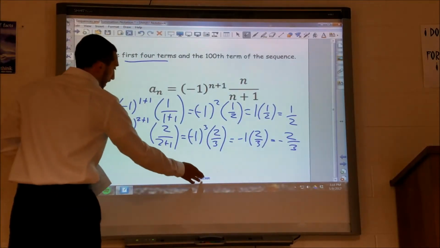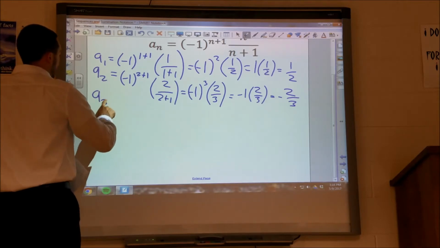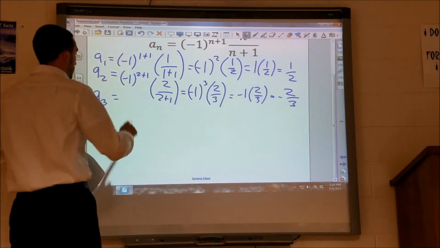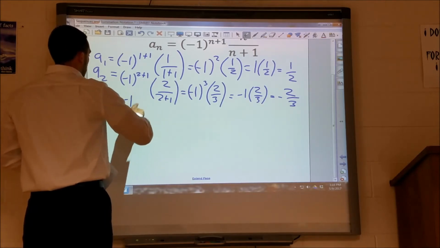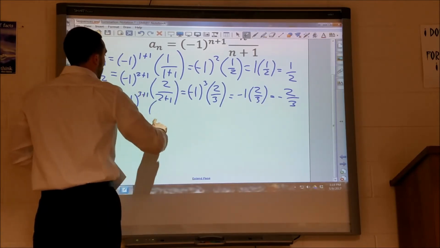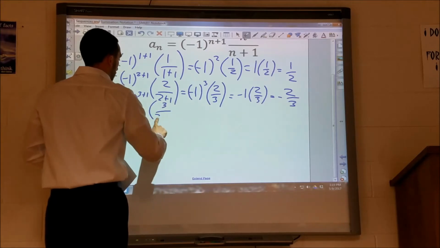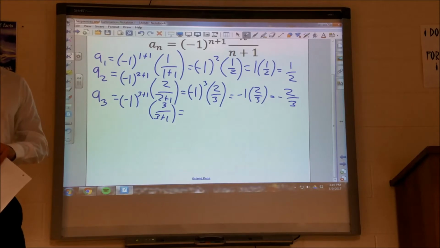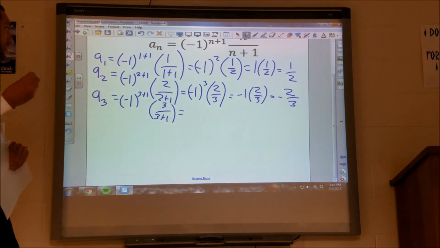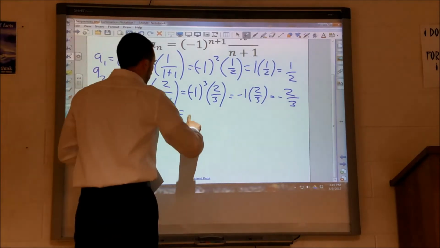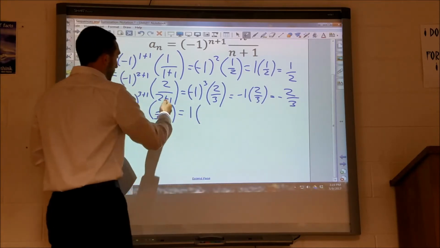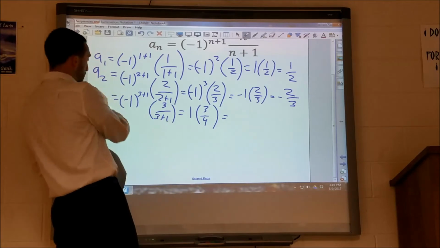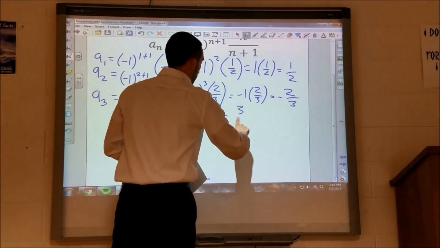So continuing on, I've got to find two more terms. So a sub 3. Now I go ahead and plug a 3 in wherever I see an n. So I get negative 1 to the 3 plus 1 over 3 plus 1. So negative 1 to the 4th, I'm going to skip a couple steps because now we kind of see the pattern. Negative 1 to the 4th is going to give us a positive 1 times 3/4. So our third term, a sub 3, is 3/4.